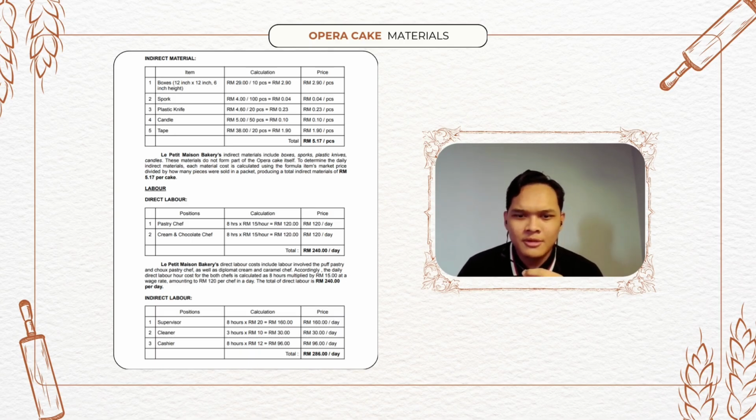Then, we will provide service utensils such as a spork and a plastic knife. Then, we add a little bit of celebration essentials such as candles for the recipient. These secondary items add 5 ringgit and 17 cents per cake to our expenses. This is small individually, but they ensure our product reaches the customer in perfect condition.